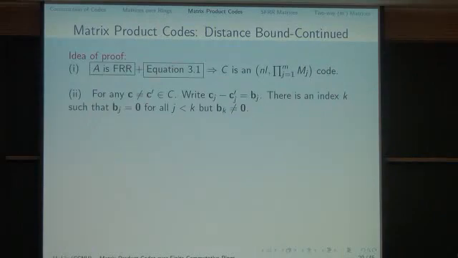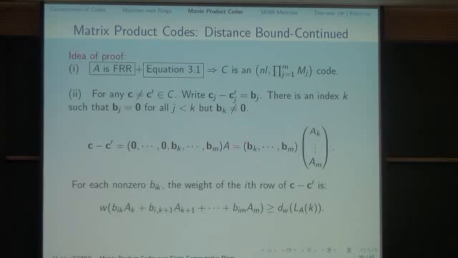For the second result, we can take any two different vectors in C and consider the Hamming distance. It is not really the Hamming distance, just related to the weight. So we can write c_j minus c_j prime equal to b_j, and you can find there is an index k such that the first k minus 1 entries are 0, but from k on it is not 0. And so the difference of the two vectors c minus c prime equals this vector, and this vector can be written in this form. Here we partition A by rows, so this is the kth row, and this is the m rows of A.